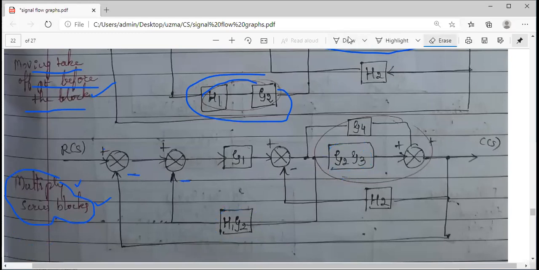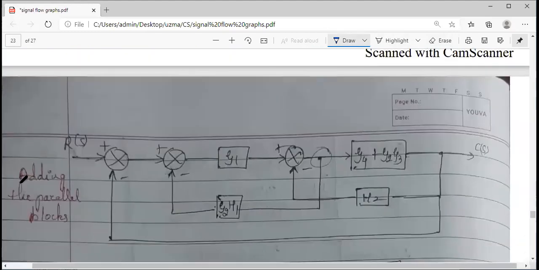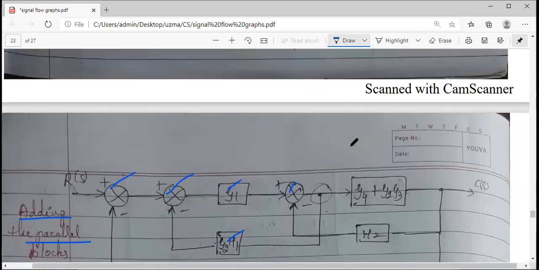Now further, what rule can I apply? Looking at this, these two blocks, both are positive signs here, okay? So there is no feedback here. These two blocks are connected in parallel. So I think I should add them, adding the parallel blocks.